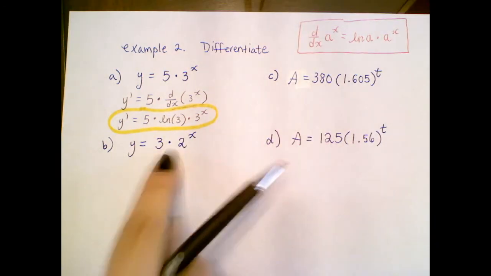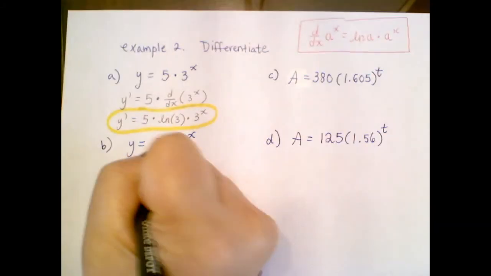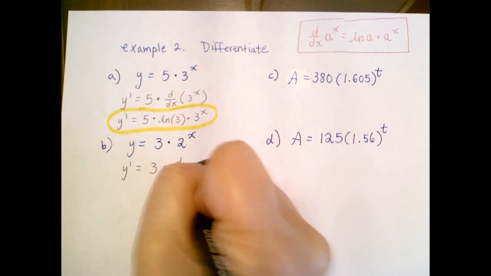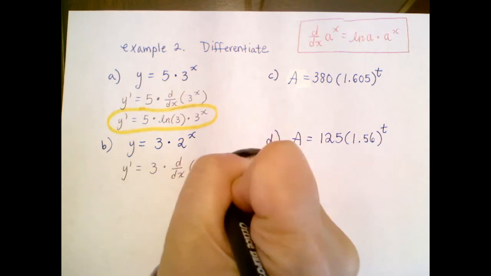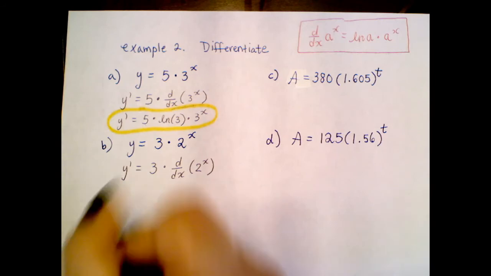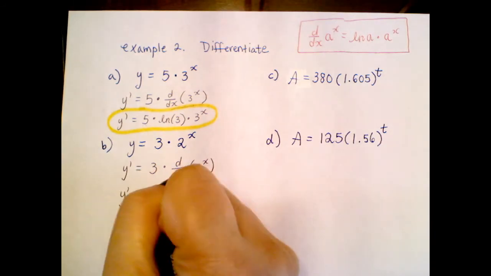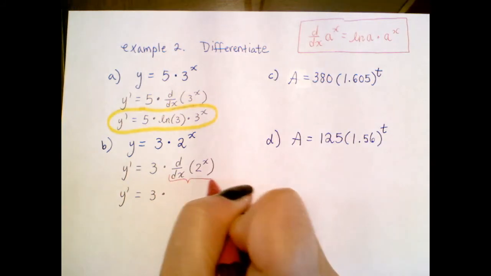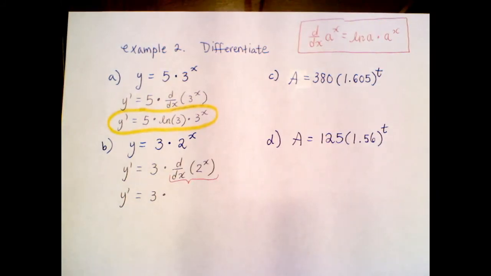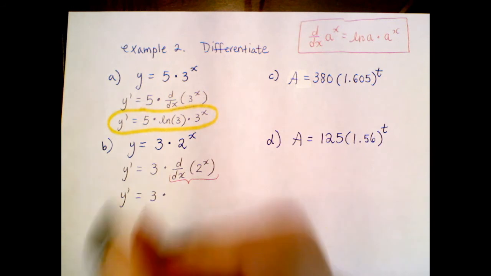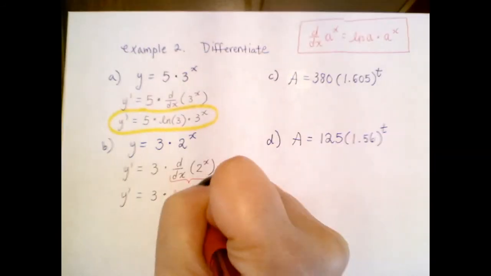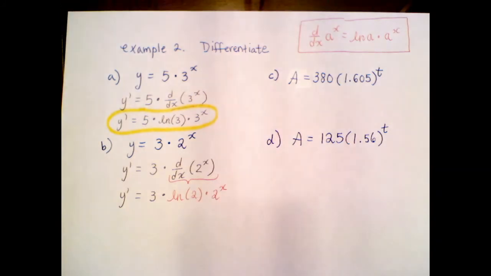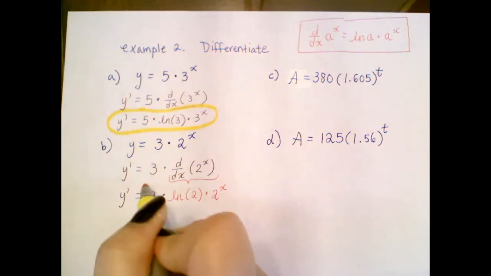All right, let's try this one. So y prime is going to be, pull out that 3, and then just find the derivative of 2 to the x power. That's going to be y prime equals 3 times, and let's work with this, I'll use a red pen now. What is the derivative of 2 to the x power? That will be natural log of 2 times 2 to the x. And that's all. This is the answer.